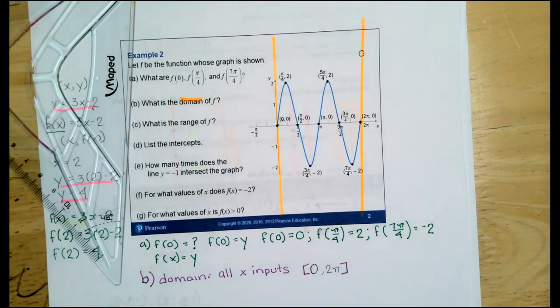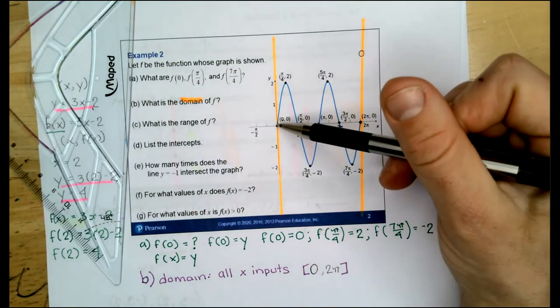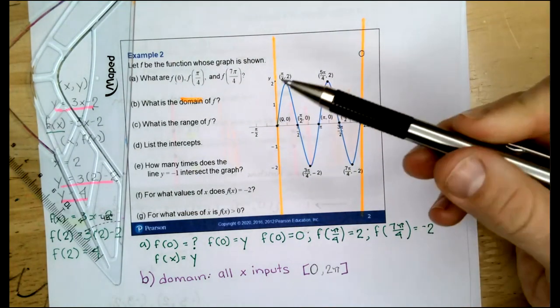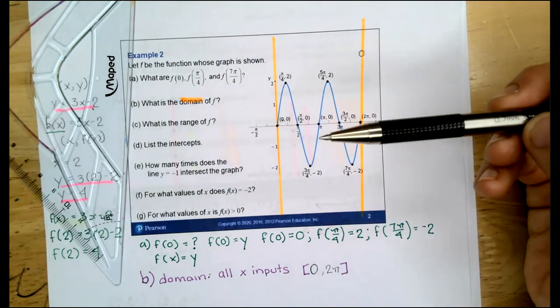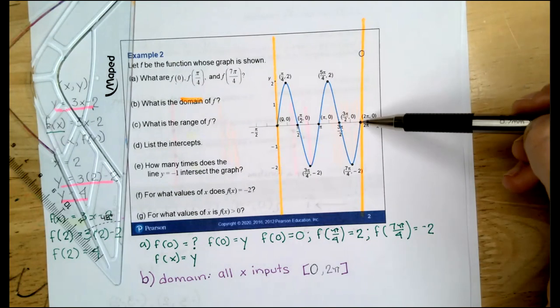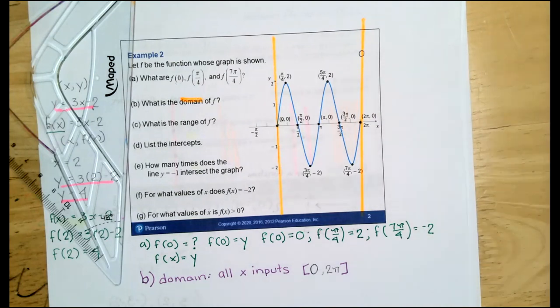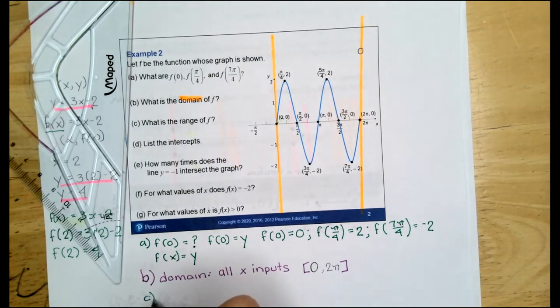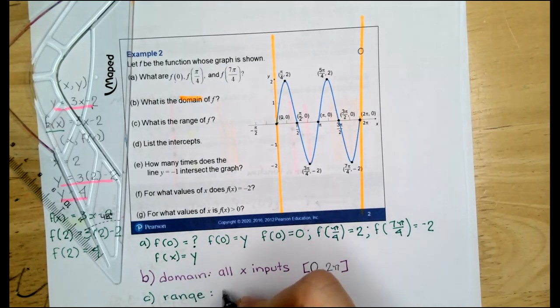Okay, that's every x input possible, but on the graph, it's just where does it exist on x? It doesn't exist to the left of, or negative of, 0, and it doesn't exist positive of 2 pi. Good? Now the range, it's a very similar question, right? The range, just like domain is all your x inputs, your range is all your outputs. All y values, all outputs.